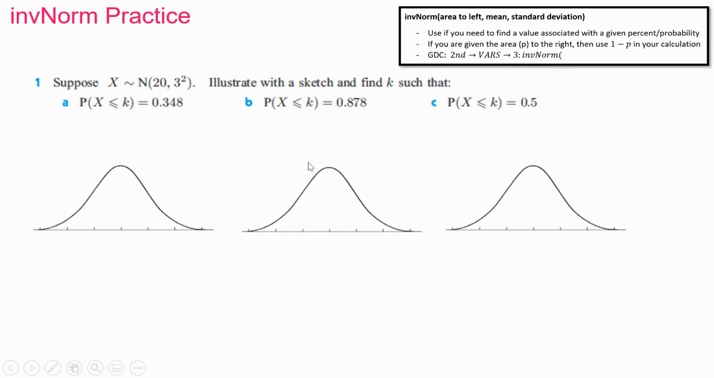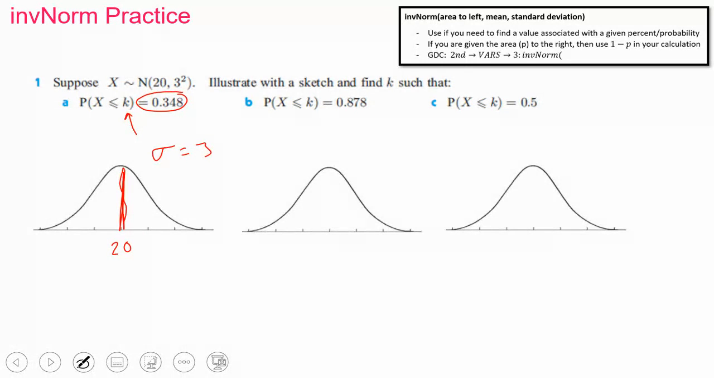This is inverse normal practice for those of you that may have missed or want extra help. So the difference here is they are giving us a probability and we are finding the value where that probability happens. So you still start out by putting the mean on your picture. So I'm going to put the mean here, which is 20. I know the standard deviation is 3.